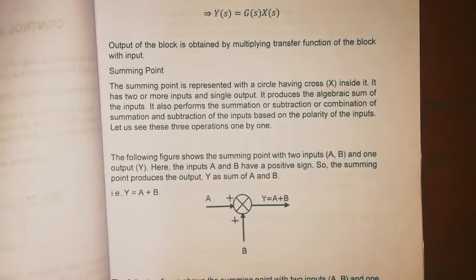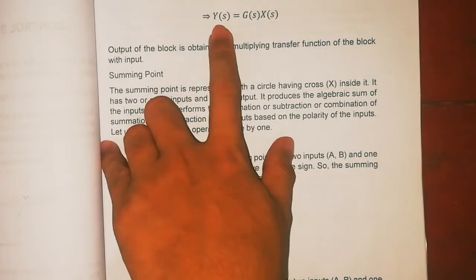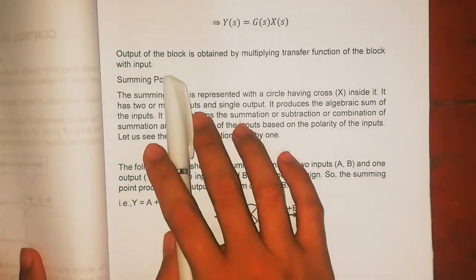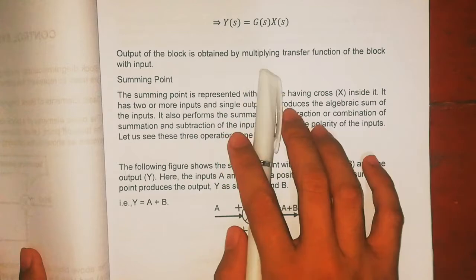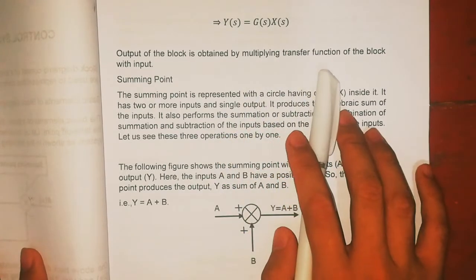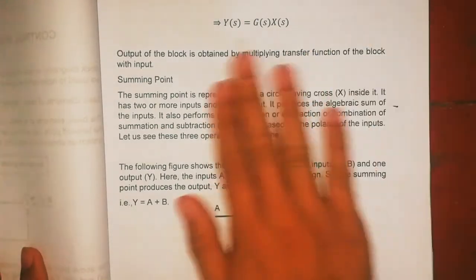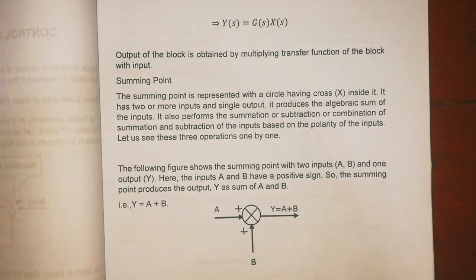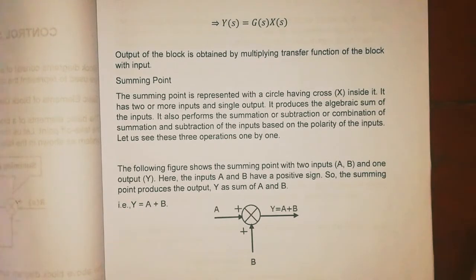So ito na yun. So Y(s) is equal to G(s) times X(s). The output of the block is obtained by multiplying transfer function of the block with the input. So yung sinabi ko kanina, pag pumasok ang input signal sa isang block, multiply mo lang para makuha mo yung output.